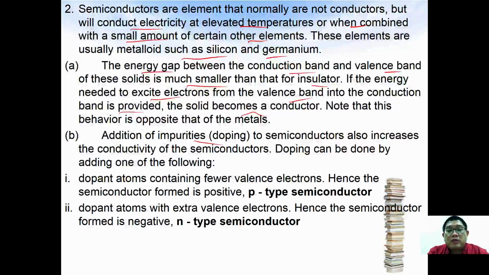Adding impurities, or doping, to a semiconductor will also increase its conductivity. Doping can be done by adding one of the following: a dopant atom containing fewer valence electrons, called p-type, or a dopant atom with more valence electrons, called n-type. An example of a p-type dopant is boron, and an example of an n-type dopant is phosphorus.